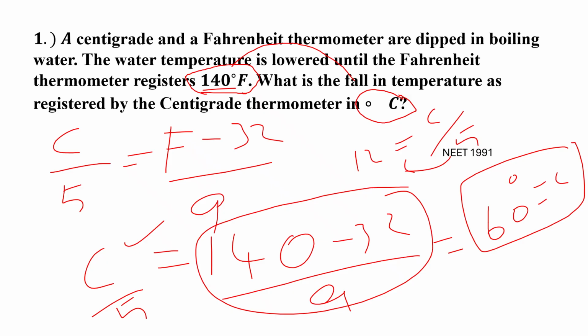This is a unit conversion. The formula is C by 5 is equal to F minus 32 divided by 9. This is the formula.